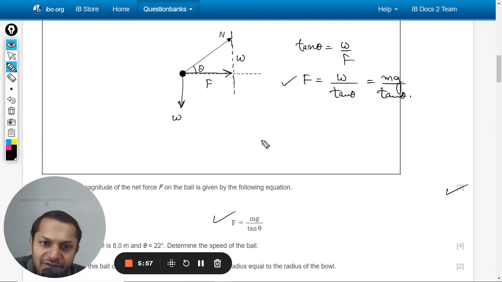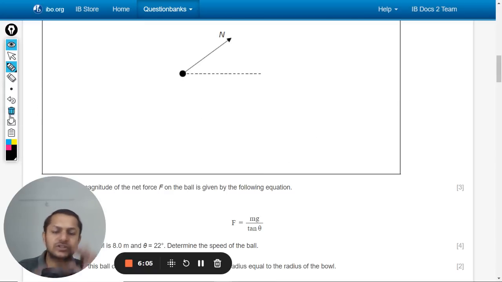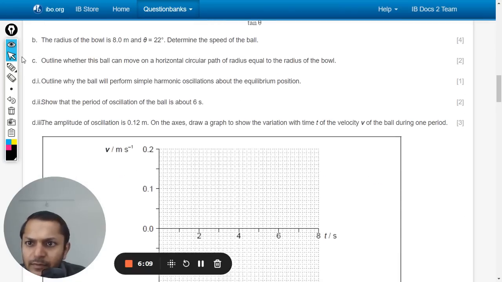You have to draw the vector triangle there, by the way, like this, and you have to show all of the angles, and this is F, this is W, like that. So this is how we do this question. So even this is completed. Let us move to the next question now.